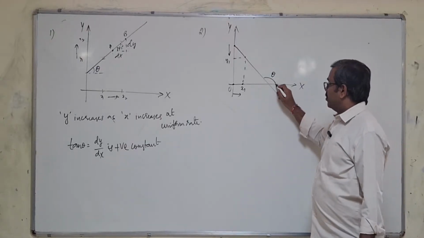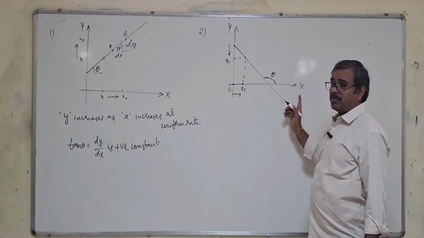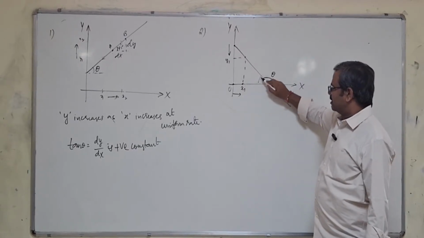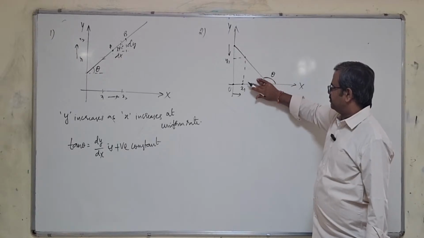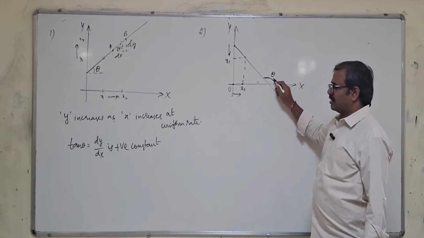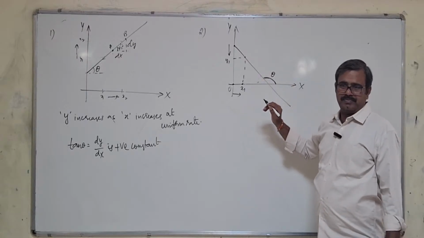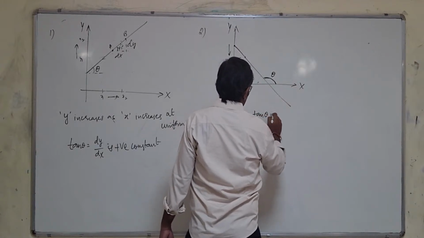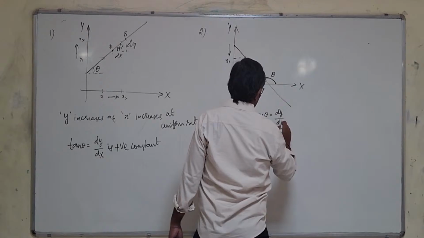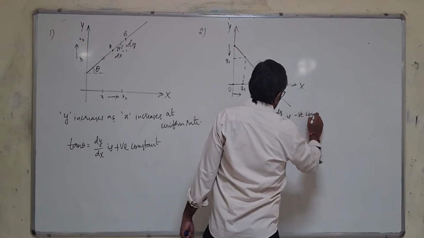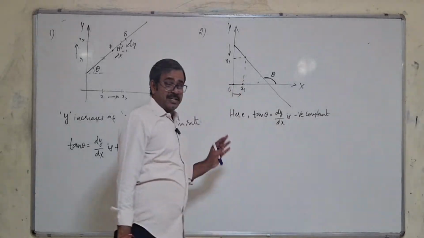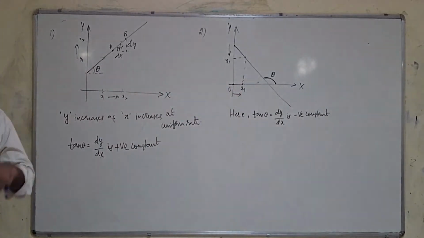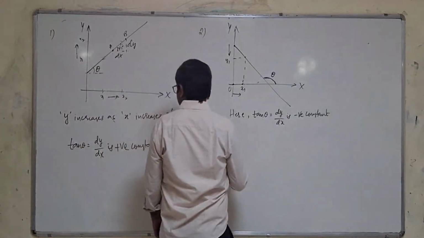Okay, while measuring theta, you should always measure angle theta with positive x-axis. Don't say this is theta, this is angle theta. So angle made by the graph with positive x-axis. Here tan theta is negative. dy by dx is negative constant. It means with increase in x, y decreases at a constant rate, at a uniform rate. You understand what I'm saying? With increase in x, y decreases at uniform rate.